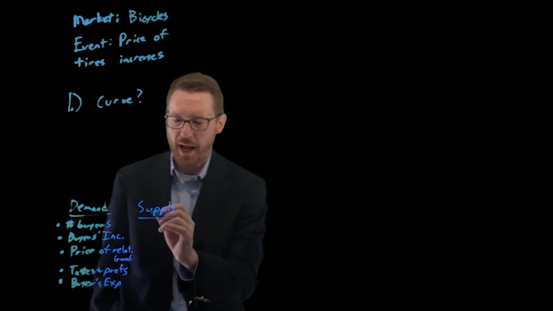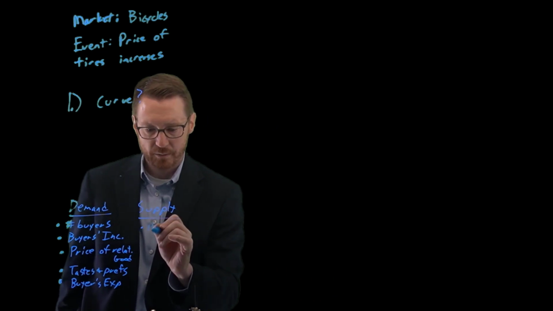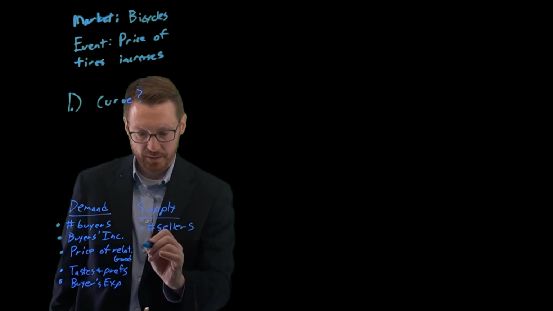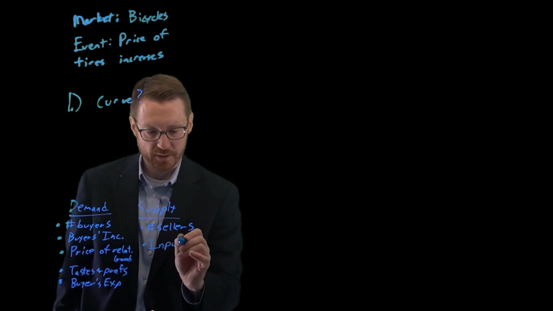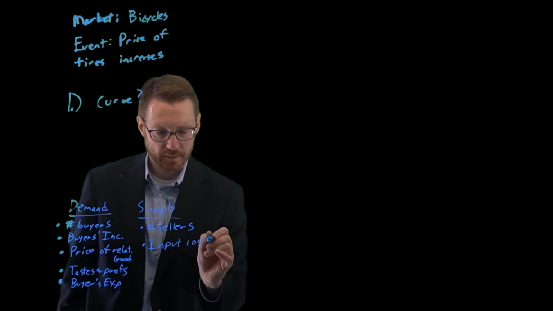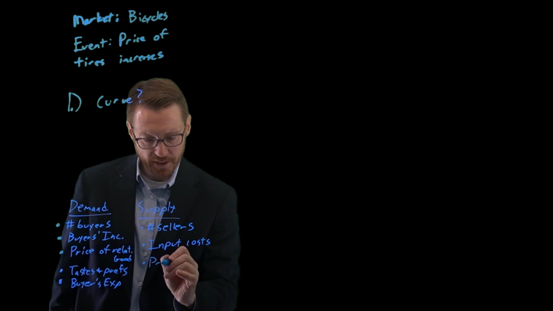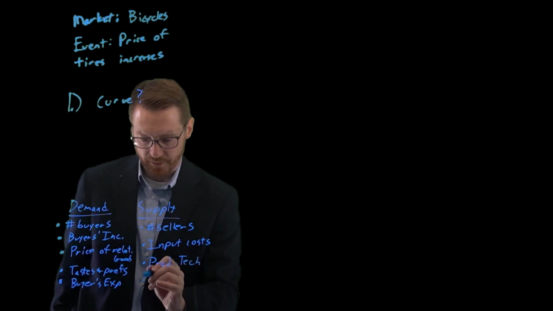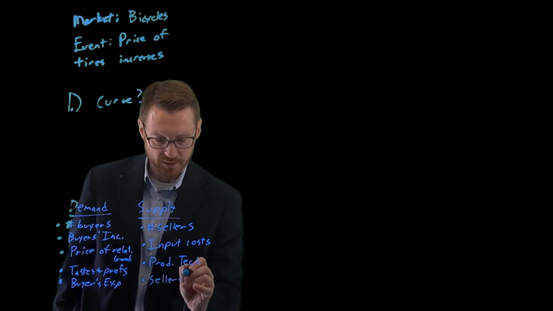What affects supply? The first bucket of shifters we had for supply was the number of sellers. The second one was a change in input costs. The third one was a change in production technology. And then finally, the fourth one was sellers' expectations.